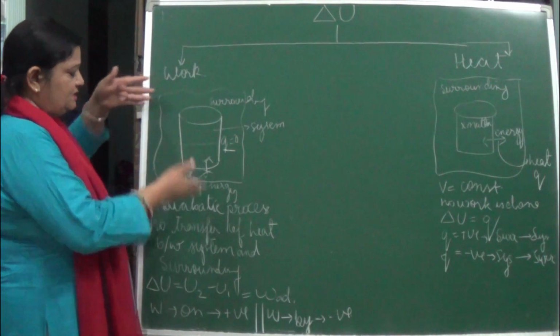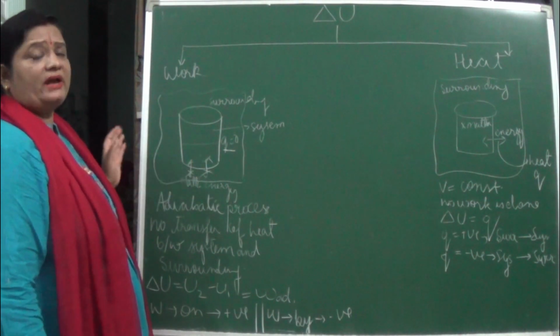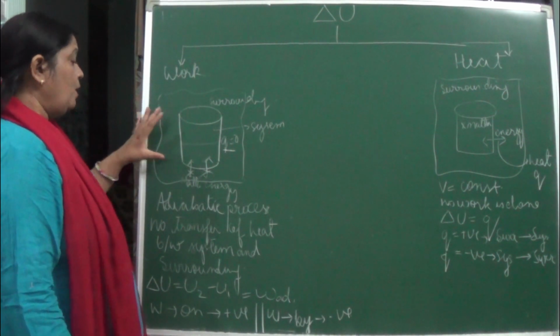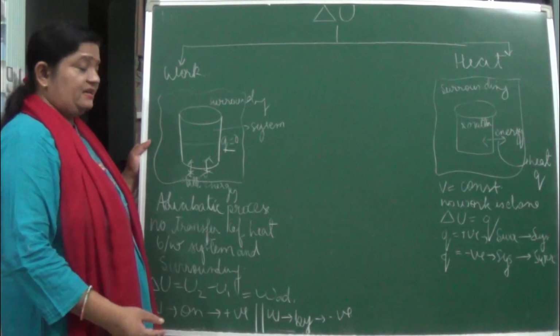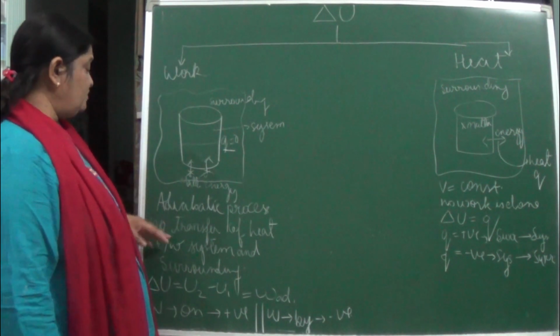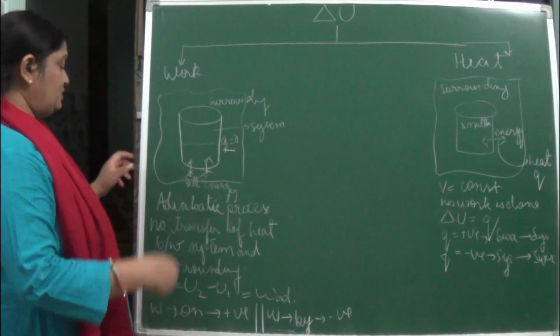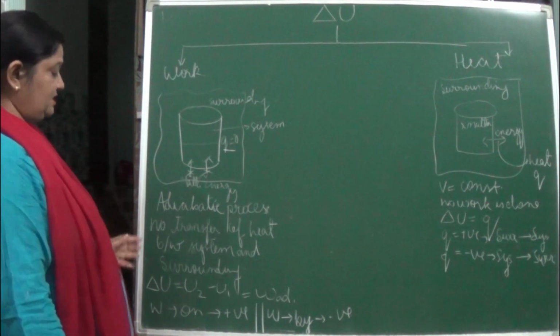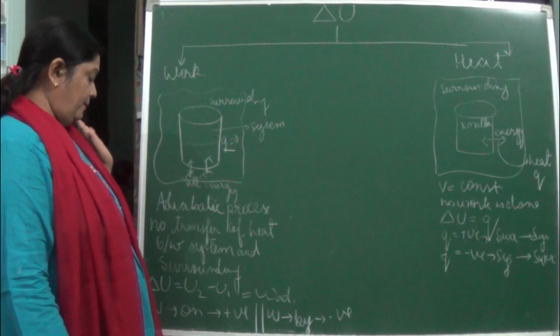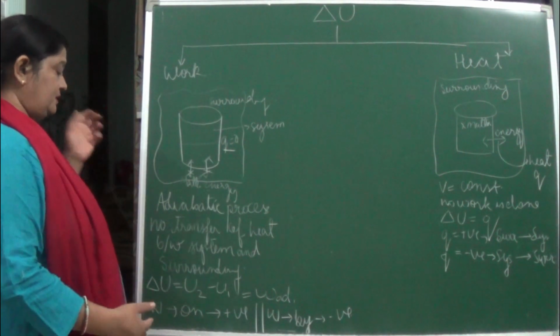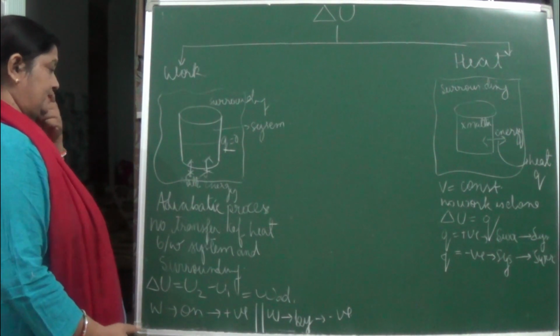And this type of system, in which no exchange of matter and energy is taking place, we can say is an isolated system, and the process which we are saying is what? The adiabatic process, because here there is no transfer of heat between the system and the surrounding. So now if there is no change in heat, what happens?